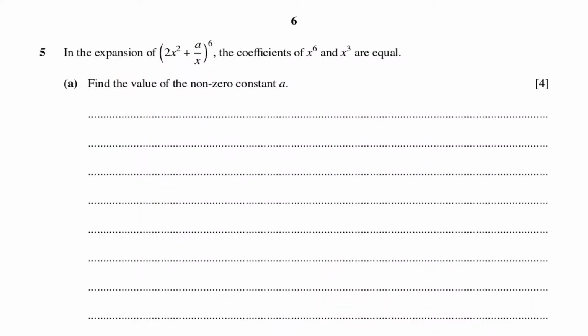Question number 5. In the expansion of (2x squared plus a over x) all to the power of 6, the coefficients of x to the power 6 and x cubed are equal. So find the value of the non-zero constant a. So here, we are going to consider the general form of the binomial expansion (a plus b) to the power of n, which comes out as n choose r, a to the n minus r, and b to the power of r.